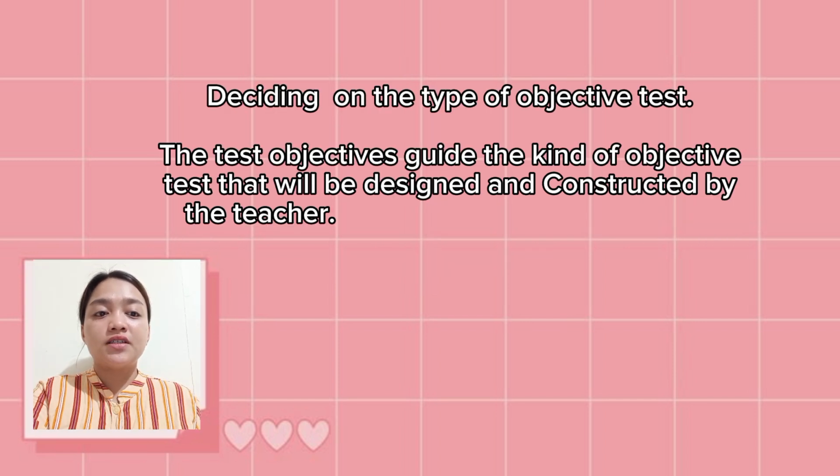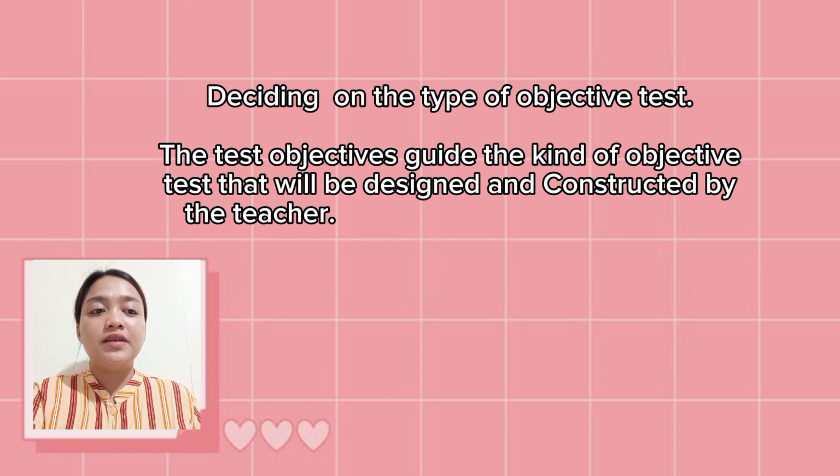Deciding on the type of objective test. The test objectives guide the kind of objective test that will be designed and constructed by the teacher. So, if the type of objective test the teacher chose is multiple choice, he cannot put matching type in his test paper. He cannot put enumerate. He cannot put essay. It's because what he chose is multiple choice.